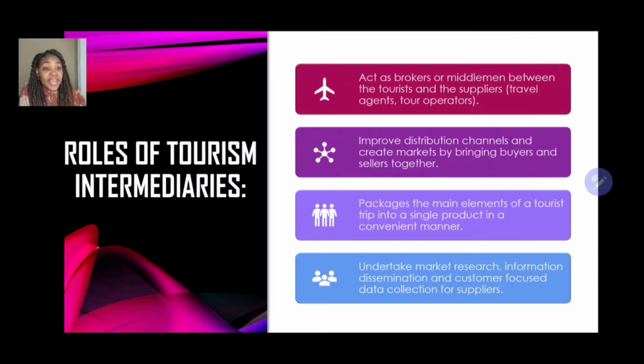They package the main elements of a tourist trip into a single product in a convenient manner. So very important. They also package the main elements of a tourism trip into a single product in a convenient manner. And lastly, they undertake market research, information dissemination, and customer focused data collection for suppliers.